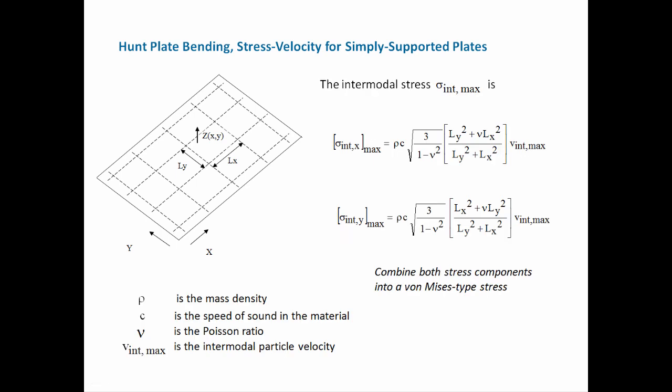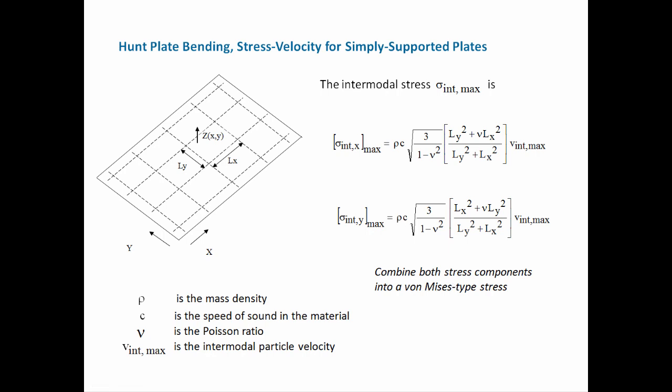So here's Hunt's plate bending stress velocity relationship for simply supported plates. So the intermodal stress, and then we have sigma sub int for interior and comma max for the maximum. And then he has two formulas here for the stress in the x-axis and the y-axis. And rho is the mass density, c is the speed of sound in the material, and then this is the Poisson ratio. And V sub int comma max is the intermodal particle velocity, the maximum velocity. Then once these two stress components are calculated, they can be combined into a von Mises type stress relationship.